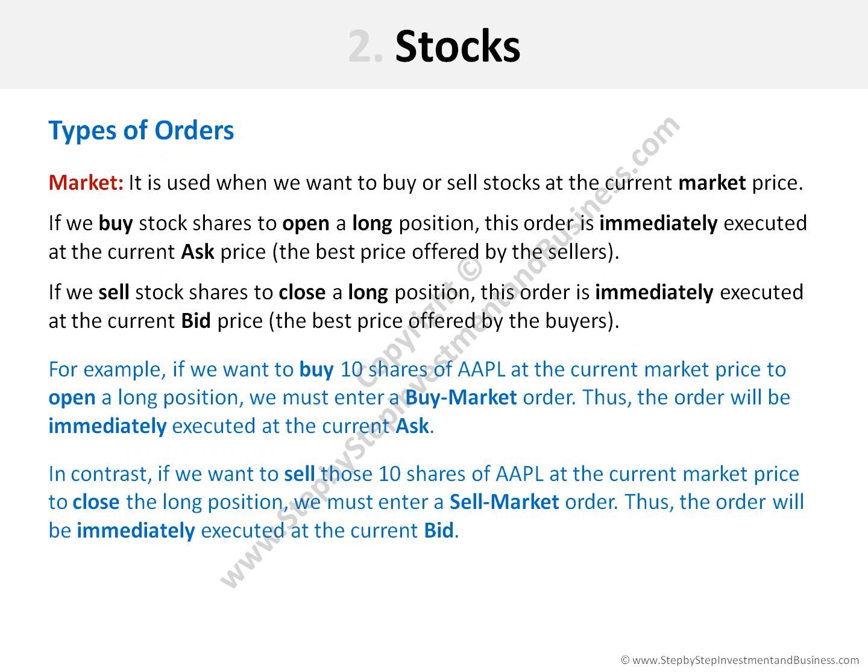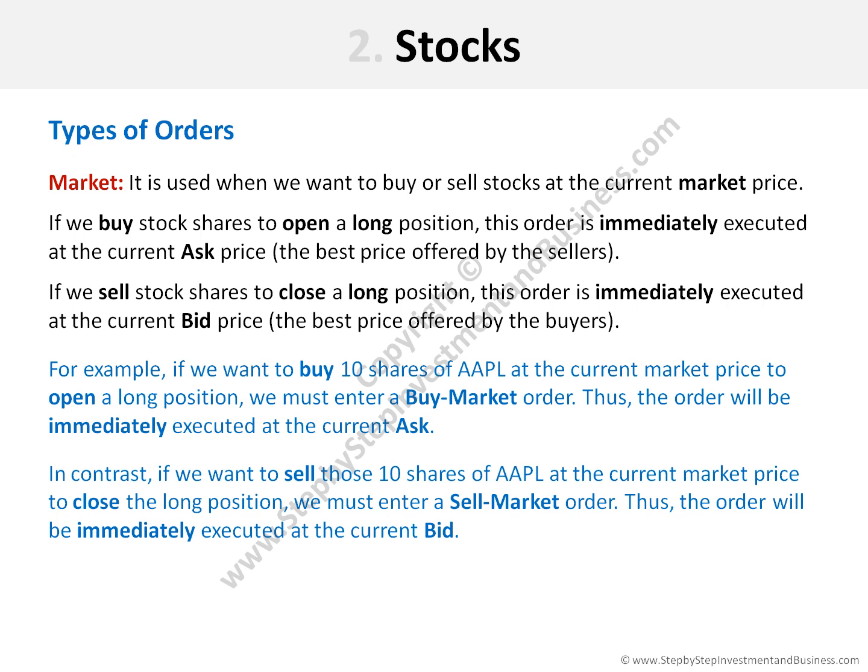Now, let's see how the market order works. It is used when we want to buy or sell stocks at the current market price. If we buy stock shares to open a long position, this order is immediately executed at the current ask price, the best price offered by the sellers. If we sell stock shares to close a long position, this order is immediately executed at the current bid price, the best price offered by the buyers.